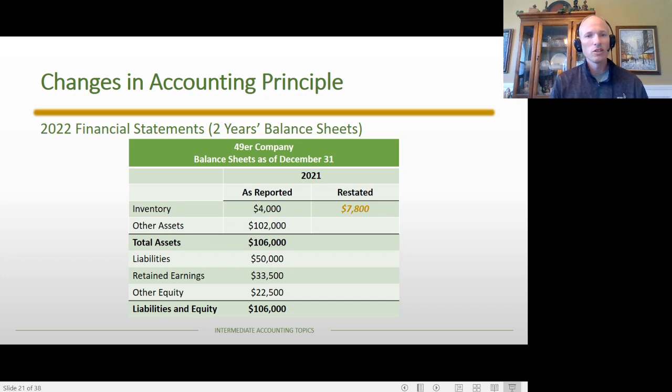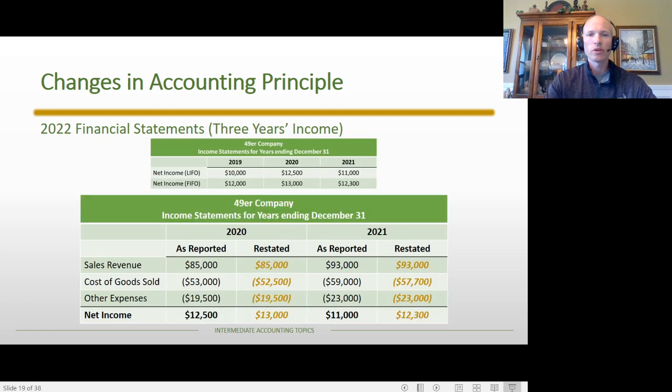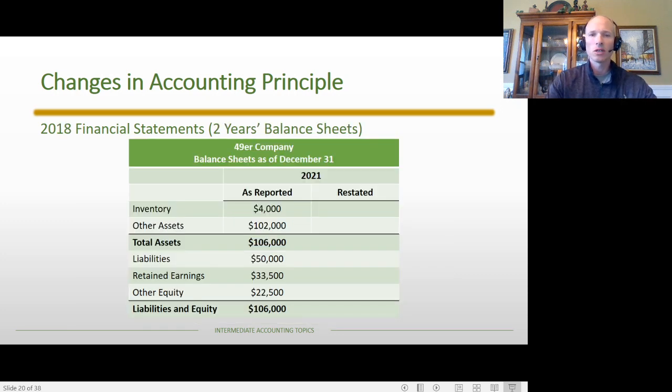Now this is probably where students will make a mistake. Let me go back to the previous slide just for a second. Notice that in 2020 the effect was only from the 2020 difference, and in 2021 the effect was only from the 2021 difference. And the reason why is because income statements are year to year. In other words, each year kind of stands alone. But as soon as you get to the balance sheet, they accumulate. And so any effect that you see on the balance sheet is going to be accumulated up to that point.